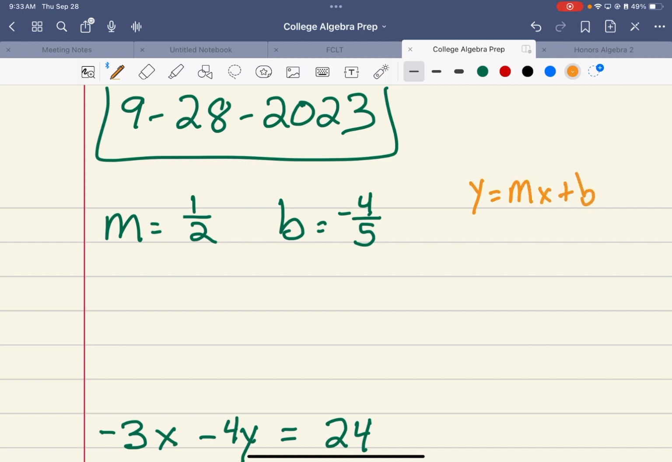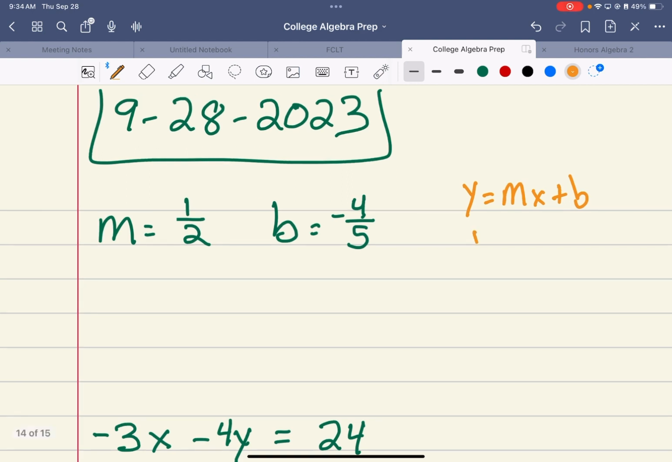We talked about this one yesterday. We said these were kind of the nice ones to do. You've got everything you have to do. All you have to do at this point is they give you the slope, they give you the y-intercept. All you have to do is plug and play. Everything is done for you already. So you get y is equal to 1/2 x minus 4/5.